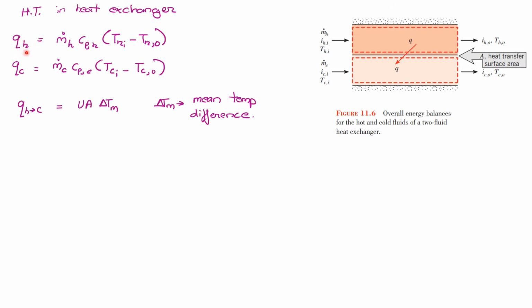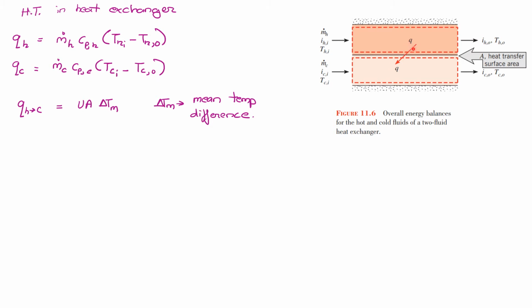Now the heat being transferred in the hot fluid will be m dot Cp of the hot fluid times the temperature difference of the hot fluid. So as the fluid moves from inlet to the outlet, it will lose Q amount of heat, and as the cold fluid moves from the inlet to the outlet, it will gain Qc amount of heat, which will be m dot C, the specific heat capacity of that cold fluid, times the temperature of that cold fluid at inlet minus temperature of that cold fluid at the outlet.